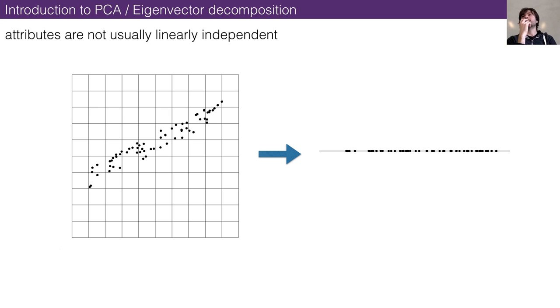Now let's scale this up a little bit. Let's suppose we have a data set that looks like this. It's a two-dimensional data set, and we can give it some interpretation.